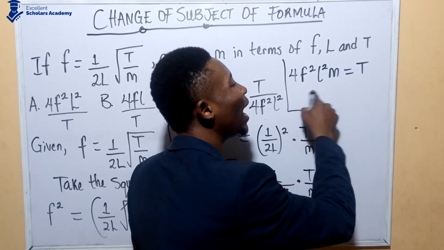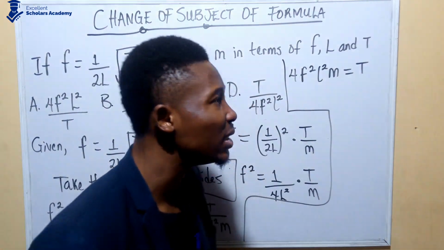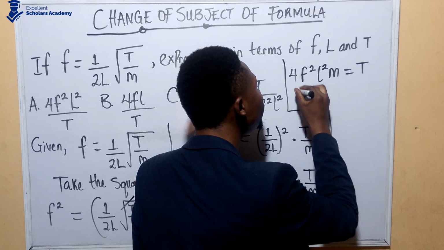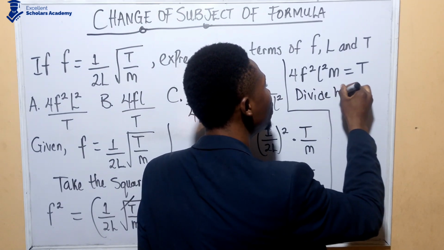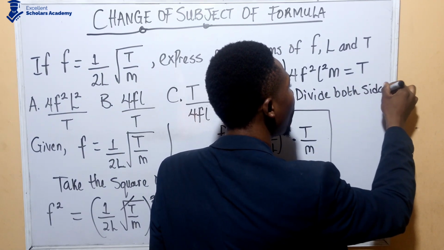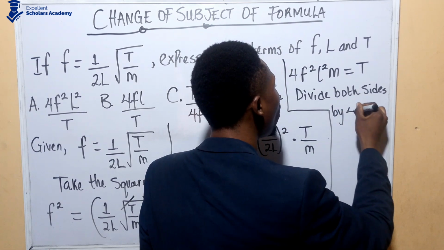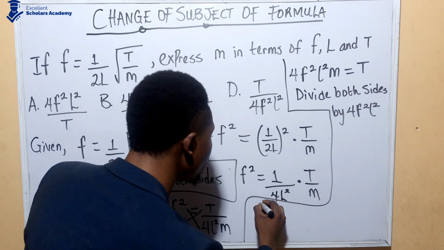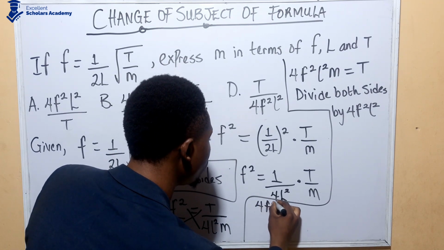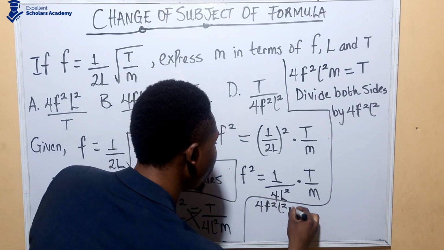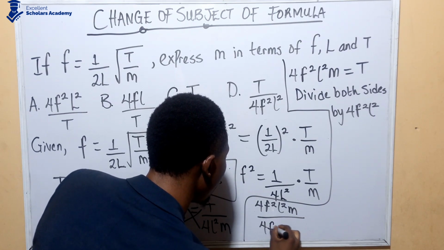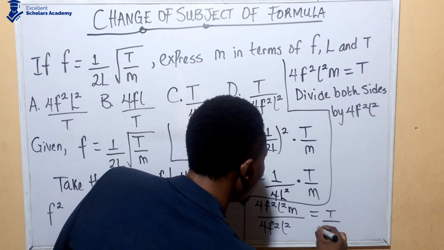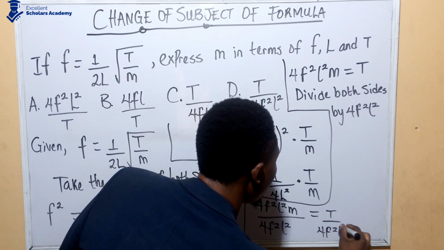Now our goal is to make m the subject of formula. So we have to divide both sides by everything obstructing m from standing alone, that is becoming the subject of formula, which is 4f squared and l squared. So divide both sides by 4f squared l squared. So when you do that, that becomes what? 4f squared l squared m over 4f squared l squared is equal to t over 4f squared l squared.